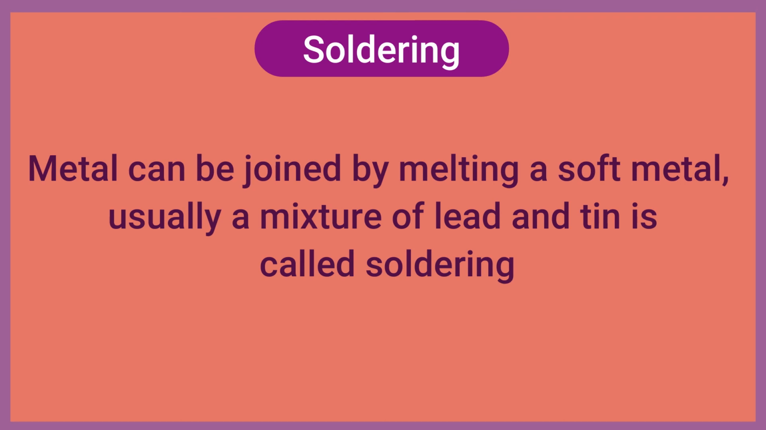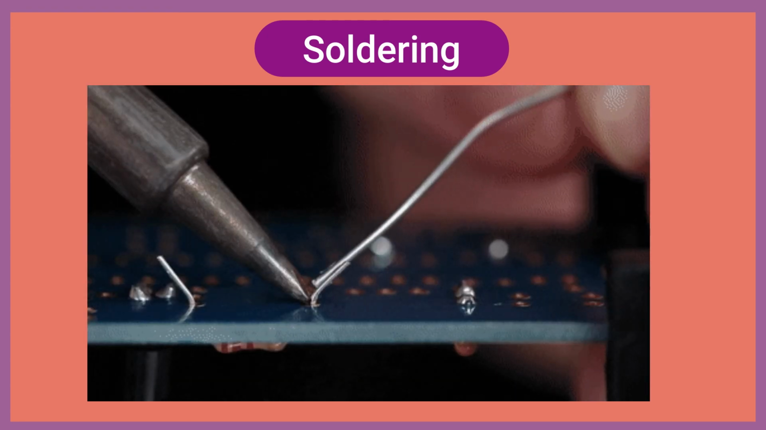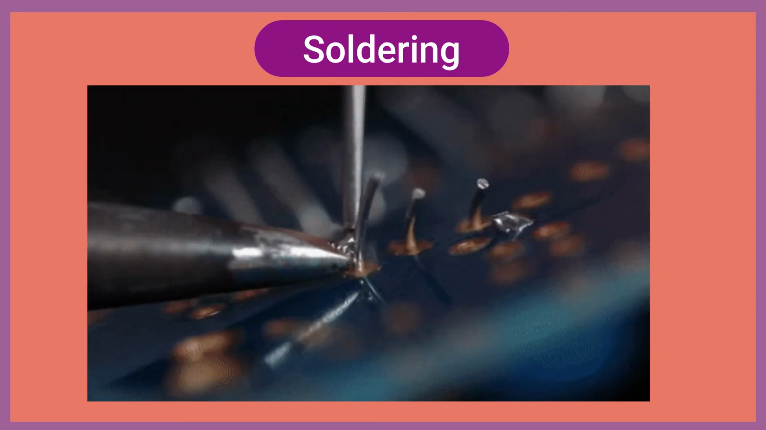Next permanent fastener is soldering. Metals can be joined by melting a soft metal, usually a mixture of lead and tin. This is called soldering.